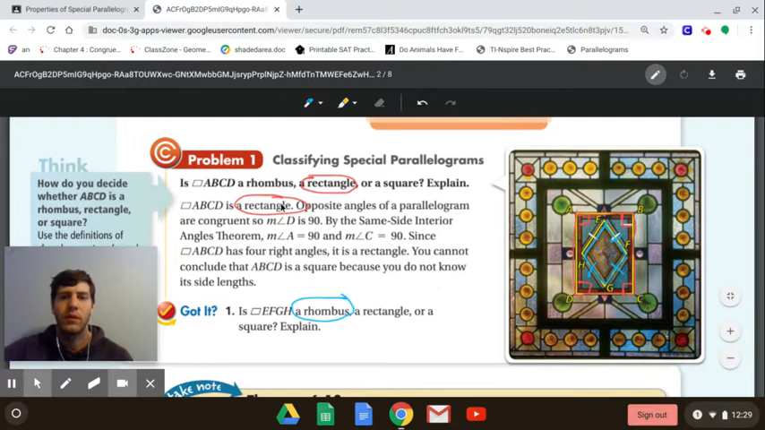So four congruent sides is a rhombus. Four right angles is a rectangle. If it had both four right angles and four congruent sides, it would be a square. Okay, and that's it for the notes. We'll do a screencast walking through the problems we have to do as well.